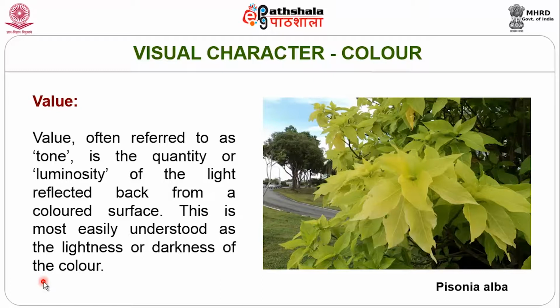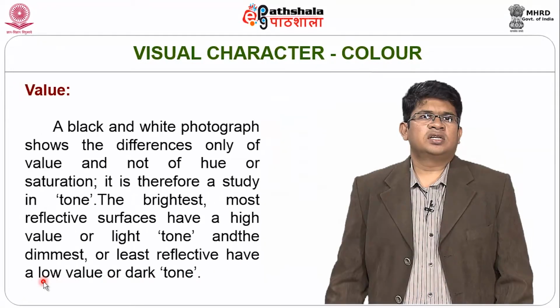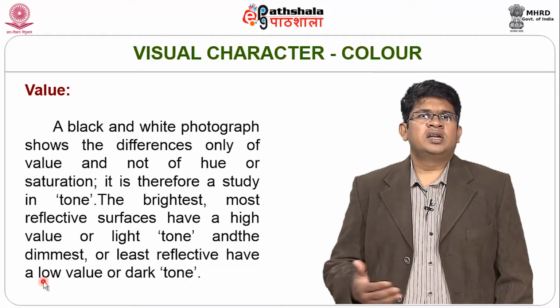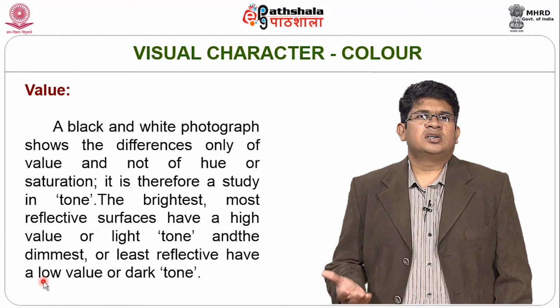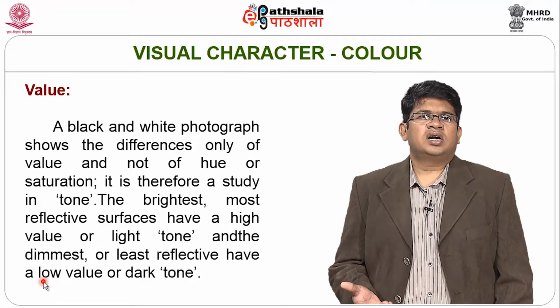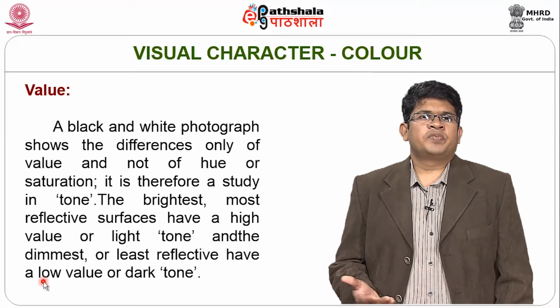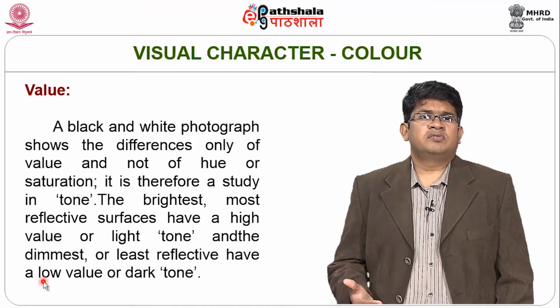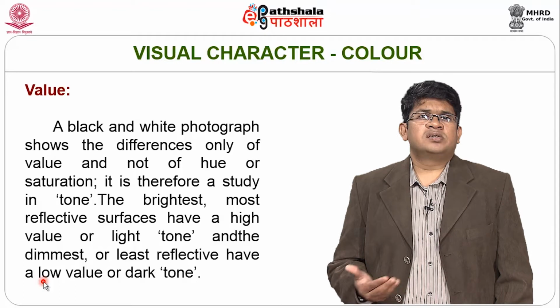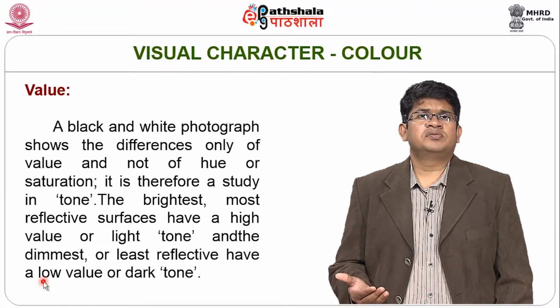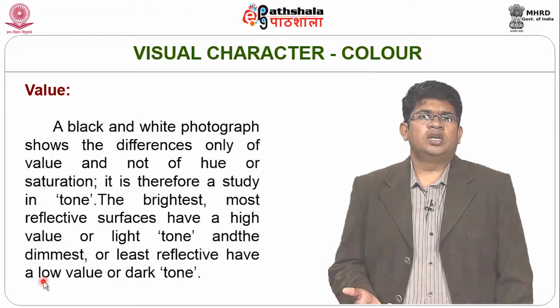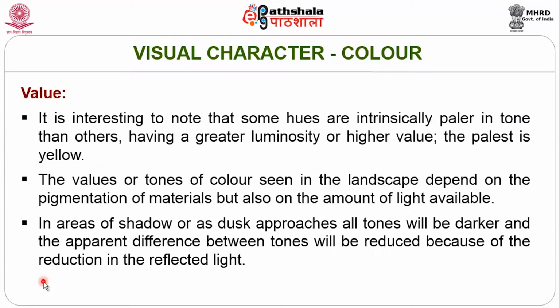So, value is another character that needs to be understood. It is more like a black and white photograph, which shows differences only of value, the dark, the black and the white. So, there is no kind of progression there. So, the brightest reflective surface has a high value and a light tone, and the dimmest or least reflective surface has the low value, that is the black color.